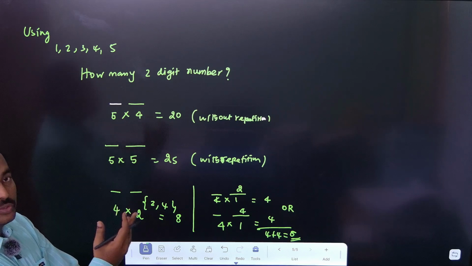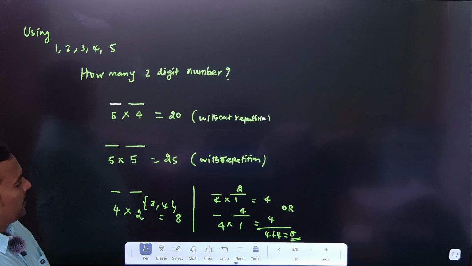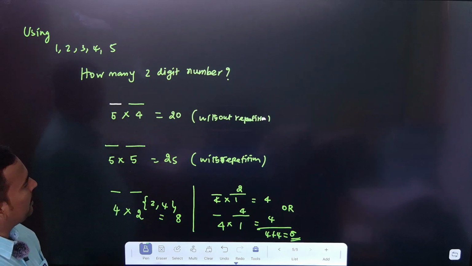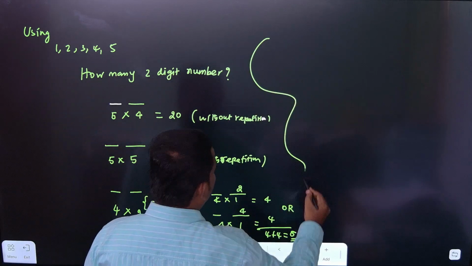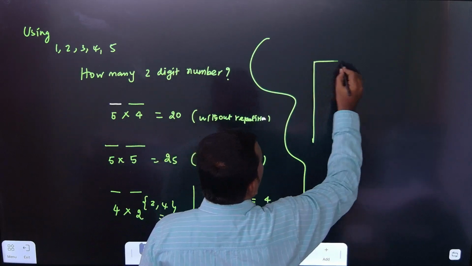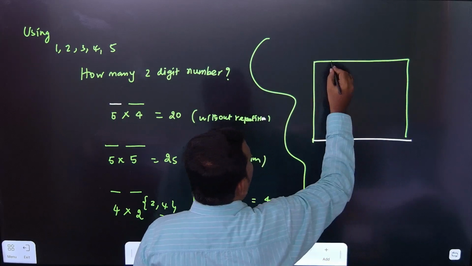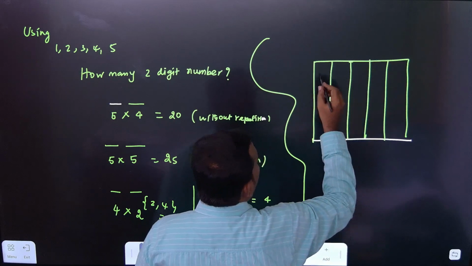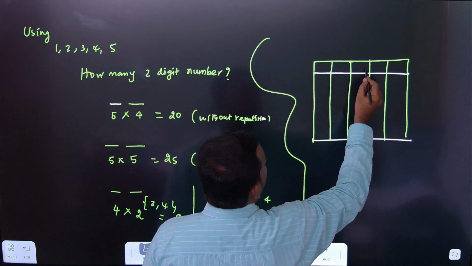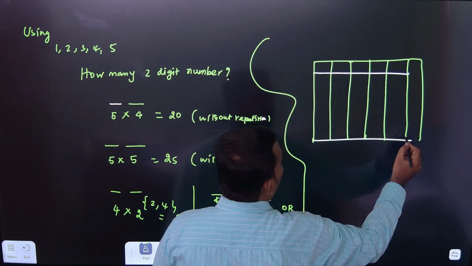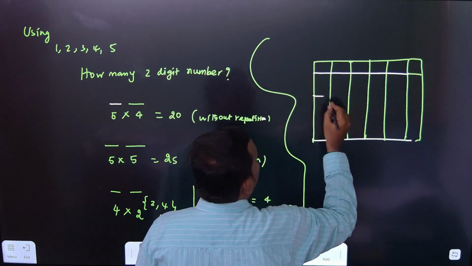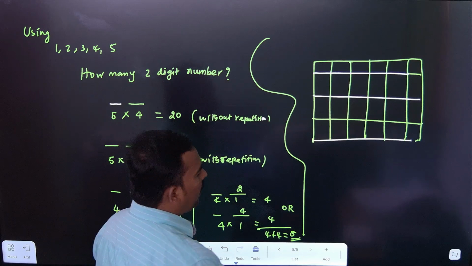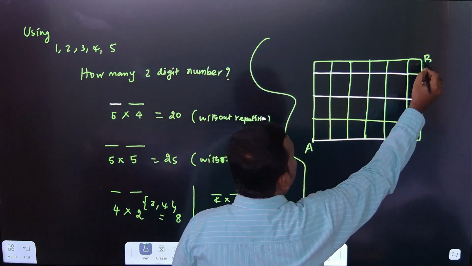So this way we can use the counting principle, addition and multiplication, right? Okay. Let us take one simple example here. Next. Suppose you have a grid, right? 1, 2, 3, 4. You can see 1, 2, 3, 4, 5. Let's take 6, one more column. 1, 2, 3, 4. So you can start from A and end at B.